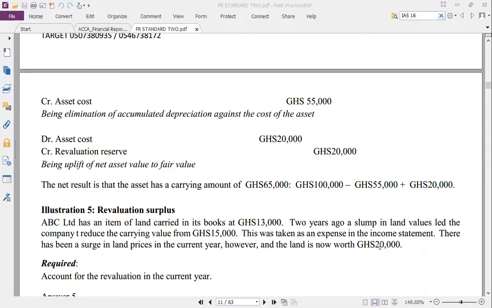So let's take it. 2 years ago, a slump in land values led the company to reduce the carrying value from where? 15,000. Okay, so that means there was a previous what? Previous loss of 2,000. Great. So there was a previous loss of 2,000. So it means that previously the value of the asset was 15,000.